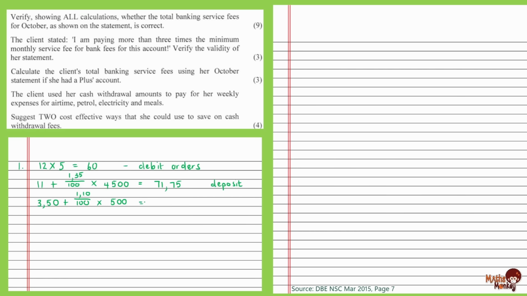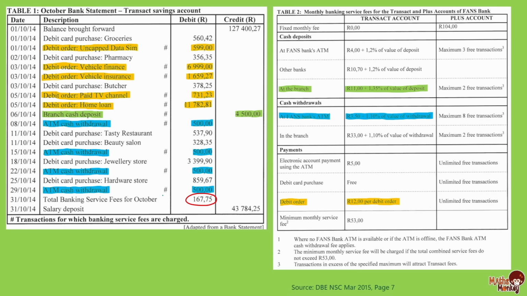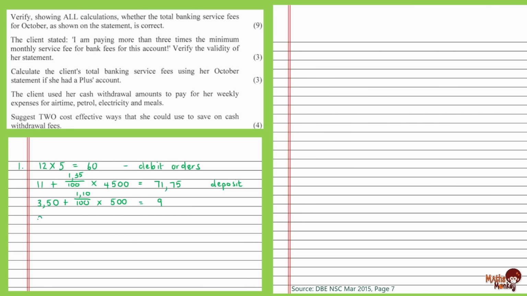Okay, so this is 3.50 plus 1.1 divided by 100 times 500. And I end up with 9 Rand. But now this is for one cash withdrawal, and we have 4 of the same amount. So I can just take this 9 and multiply it by 4, right? And that will give me 36.